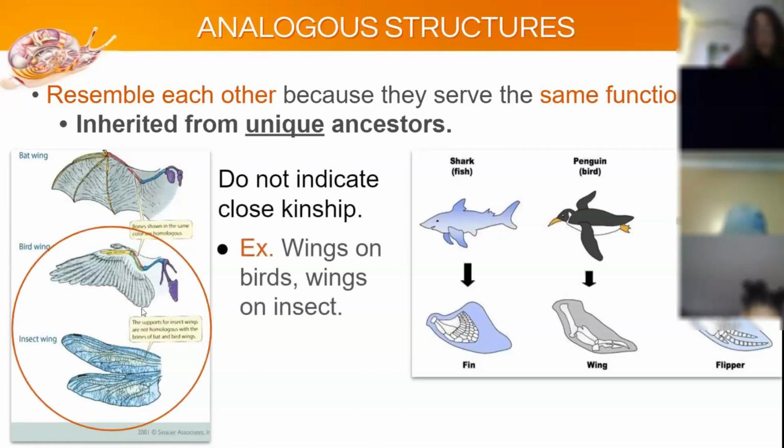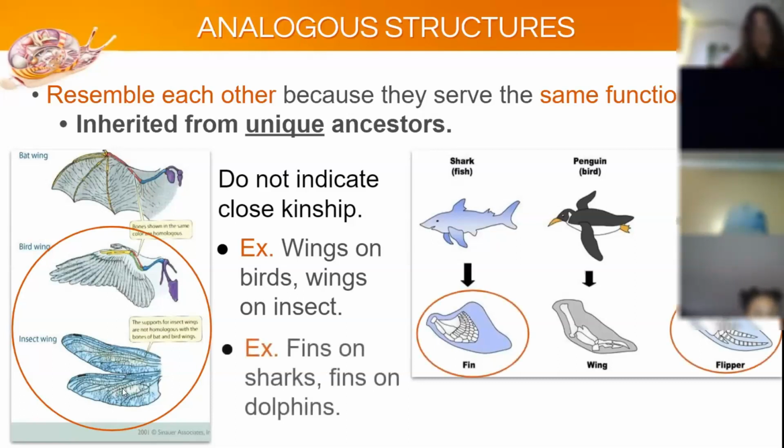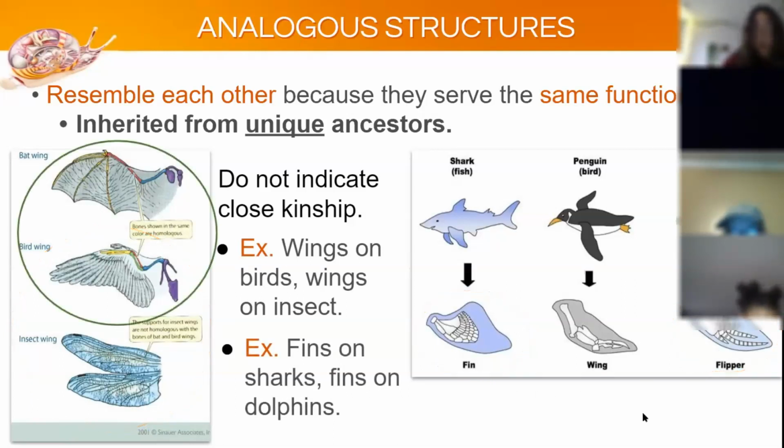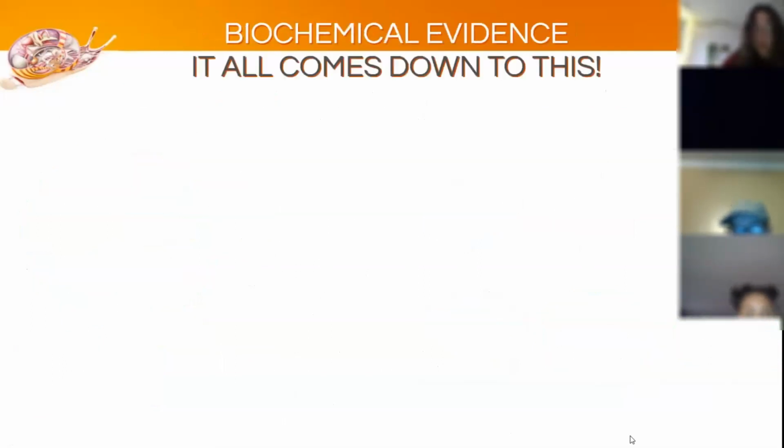So these two would not be related, right? The bat and the bird have the same structures. That would be homologous, and that would show common ancestry. Down here, the wing of the insect and the bird, not the same structure, therefore not common ancestry. The same over here. The fin of the shark and the fin of the dolphin are not the same structure. They look the same, don't they? But the wing of the penguin and the flipper of the dolphin do have the same structures. Isn't that interesting?